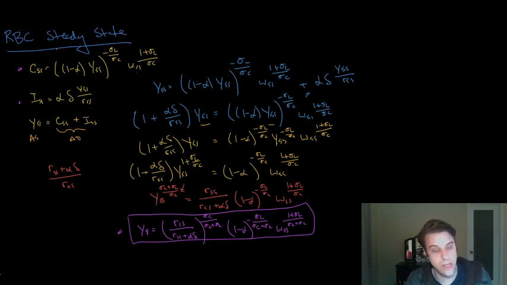Hopefully that was helpful. And then in the next video, we're going to look at some variations on the theme and go through the whole solution strategy again. So you need to see this process a couple times. So we'll look at another utility function for RBC. Maybe we could look at another production function. But you should be comfortable with this set of steps.